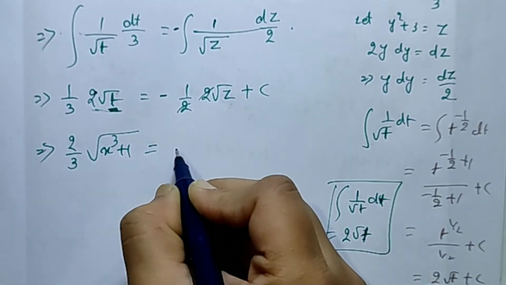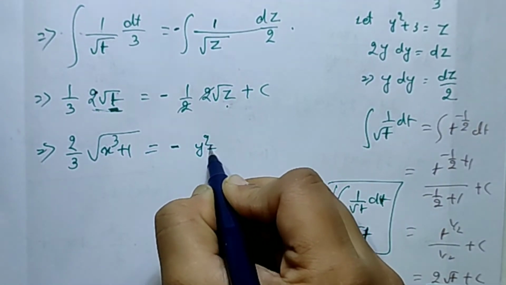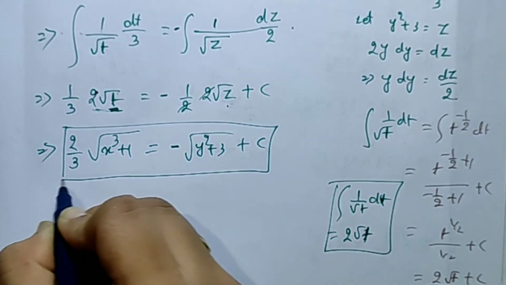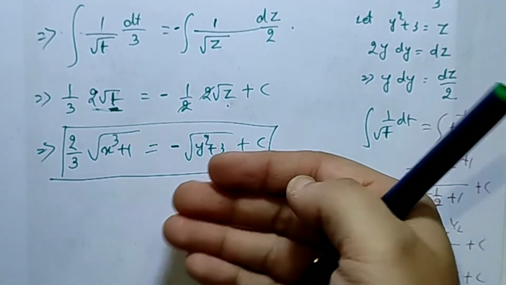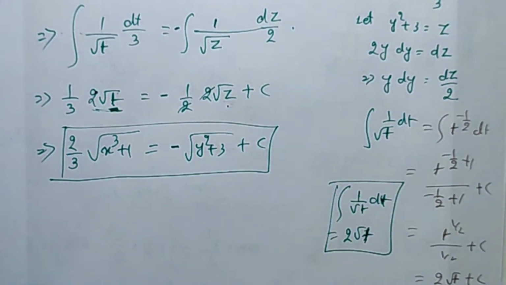Is equal to, 2 is cancelled out, minus of z means root of y² plus 3, plus c. This is our general solution. Again, this is the general solution, or you can simplify by multiplying this 3 here. That is also your answer.